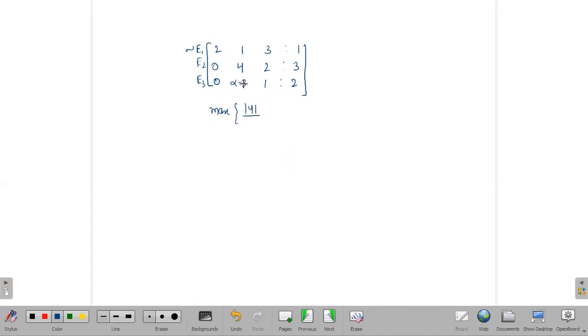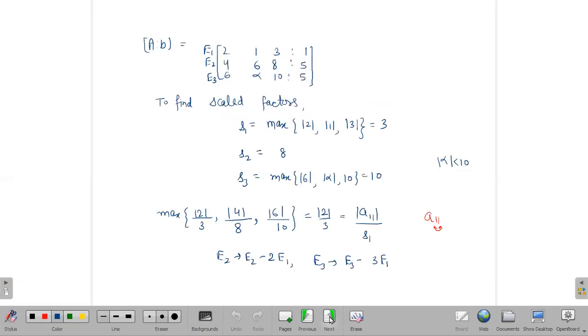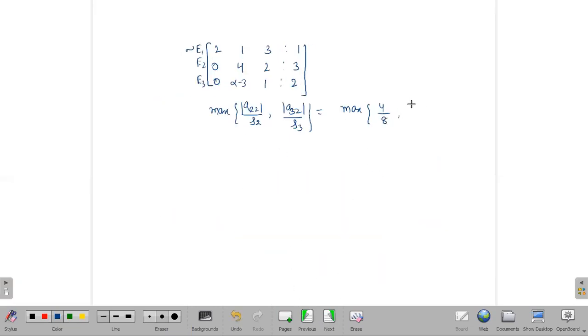So 4 by S2, this is the element, actually we write it here like A22 by S2 and A32 by S3. So the maximum of 4 by S2 was 8, and it is alpha minus 3 divided by 10. So it means it is a maximum of 1 by 2 and alpha minus 3 by 10, which should be maximum when you want no row interchange to be required.